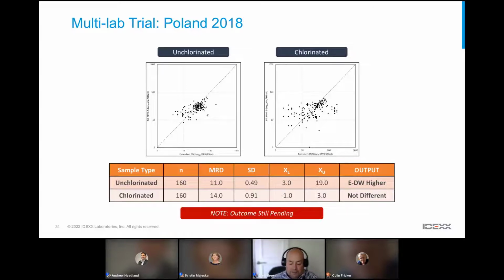However, when we analyze the data according to ISO 17994, we can see in this case for uninjured samples, the Enterolert DW method was determined to be more sensitive. But for the chlorine injured samples, the methods were found to be equivalent, i.e. not different. The data portfolio has been submitted to the regulator, and the outcome of this trial is still pending. But the statistical analysis we performed is very favorable in terms of the Enterolert DW method.